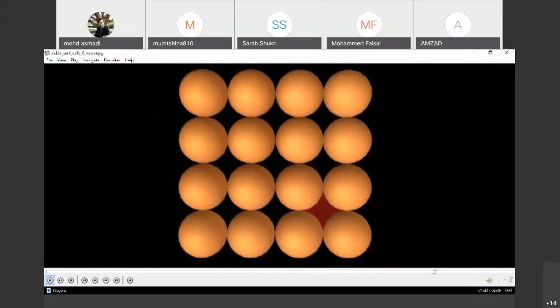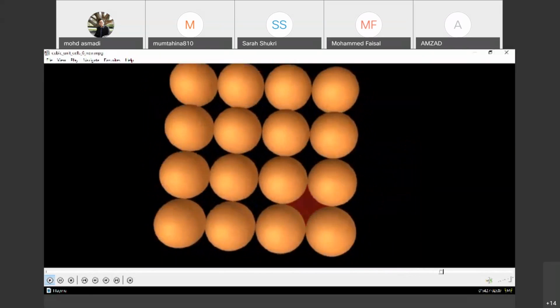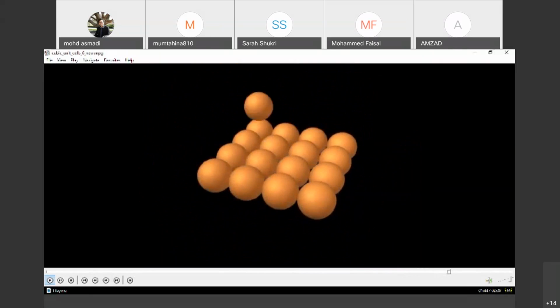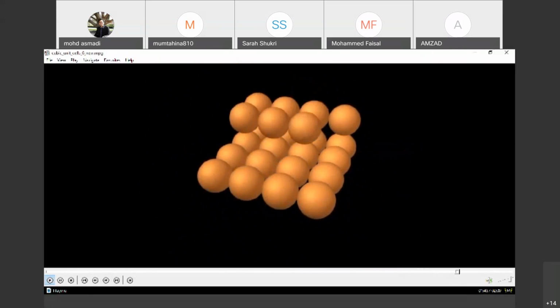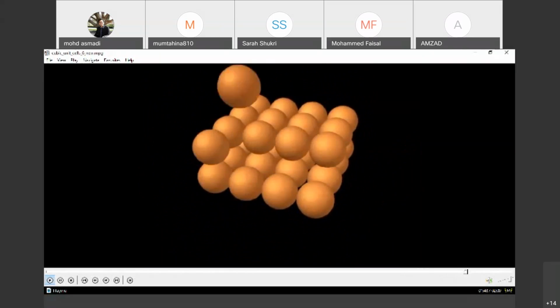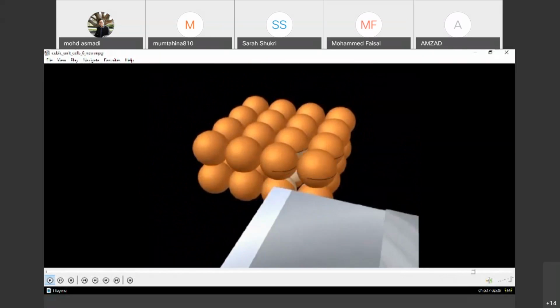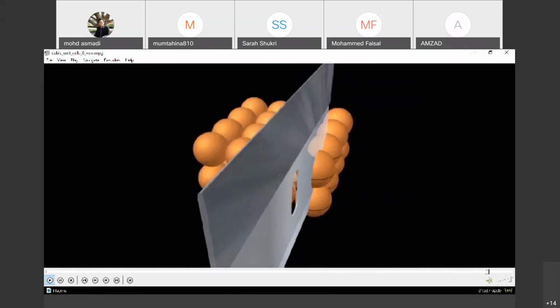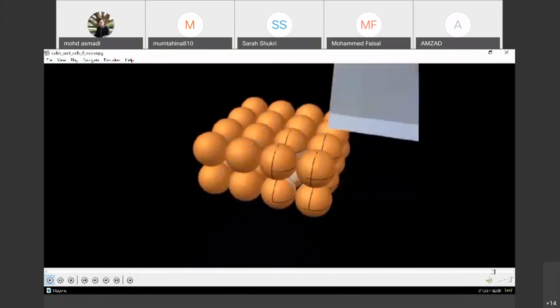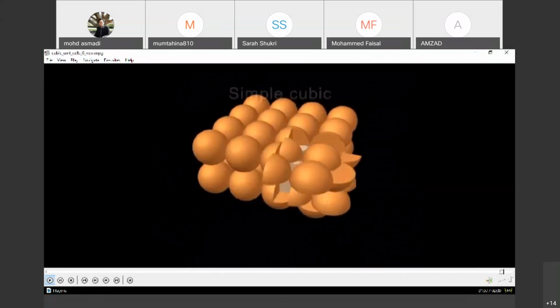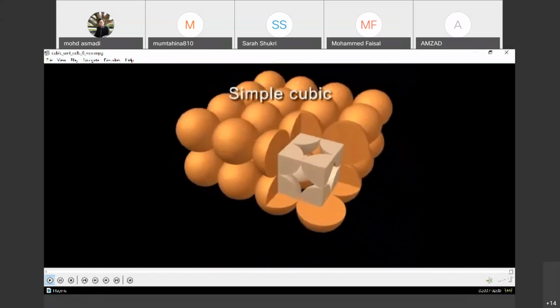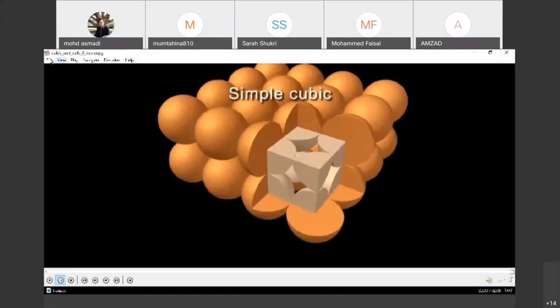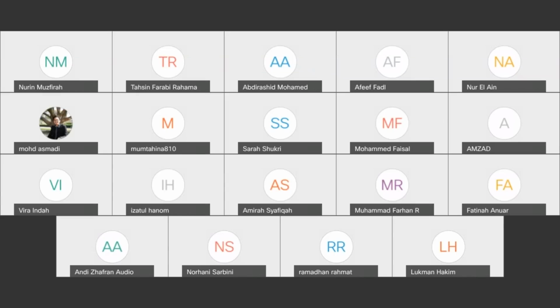This is the void, which is not occupied, based on the atomic packing factor. Only 52% is packed with atoms, and the rest is void, or empty space. So this is a simple cubic. I hope you can understand the simple cubic structure.